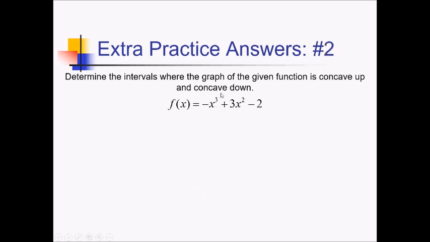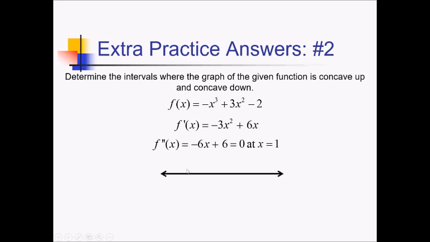To find intervals of concavity on this polynomial, I'm going to need to analyze the second derivative. So first derivative is going to be negative 3x squared plus 6x, and that negative 2 is going away. Second derivative, now we've got negative 6x plus 6. And I'm going to set this equal to 0 and solve for critical values. If I subtract 6 and divide by negative 6, my only critical value is at x equals 1. So I'm putting that on my f double prime number line here for some sign analysis.